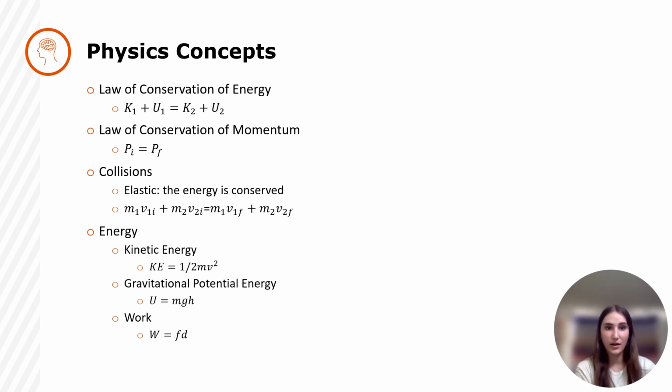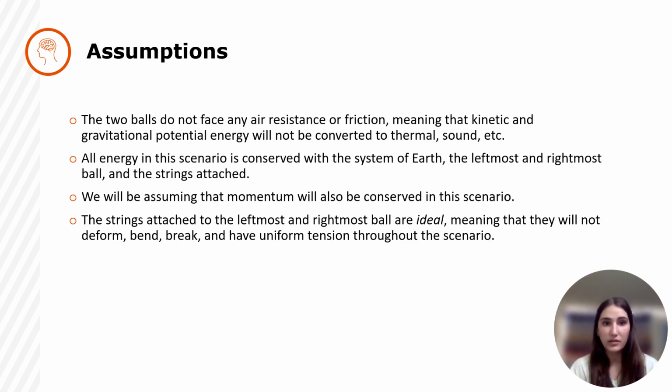The key physics concepts which were utilized in the solving process of this problem included the following: laws of conservation of energy and momentum, elastic collisions, and energy. The following assumptions were defined. The kinetic and gravitational potential energies will not be converted to thermal or sound since there is no air resistance or friction. We will treat the energy and the momentum as conserved in this scenario within the system of Earth. The strings attached to the balls are ideal, and thus the tension will remain uniform throughout the scenario.